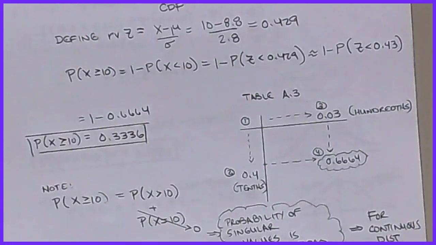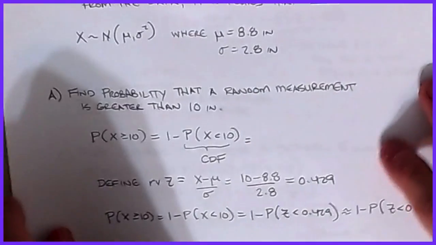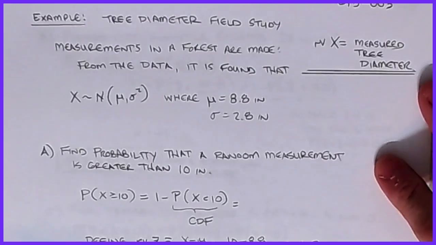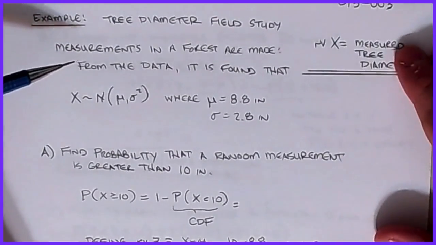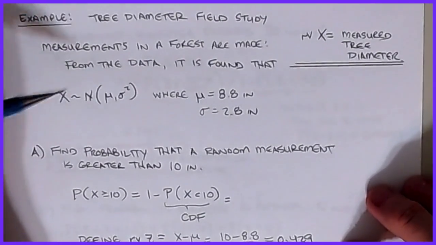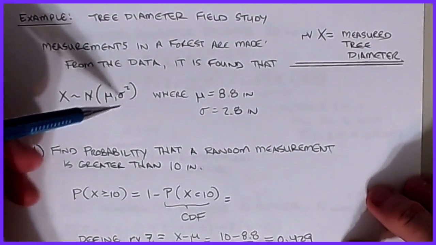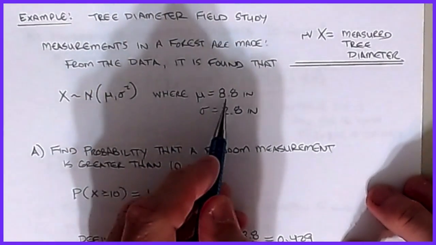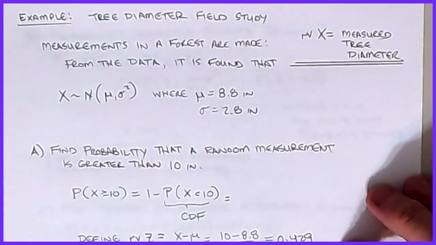Okay, so let's try one. I've got an actual problem to work on here. Okay, and so we're going to look at, this one is a tree diameter study. Okay, somebody's gone out in the woods and measured a bunch of trees and plotted the data and concluded that it is normally distributed. Okay, so they're going to define their random variable x as being the measured tree diameter over here. Okay, and so measurements in a forest are made. From the data, it is found that x is normally distributed with a population mean mu and a variance, if you will, where the population average is 8.8 inches, and the standard deviation is 2.8 inches.